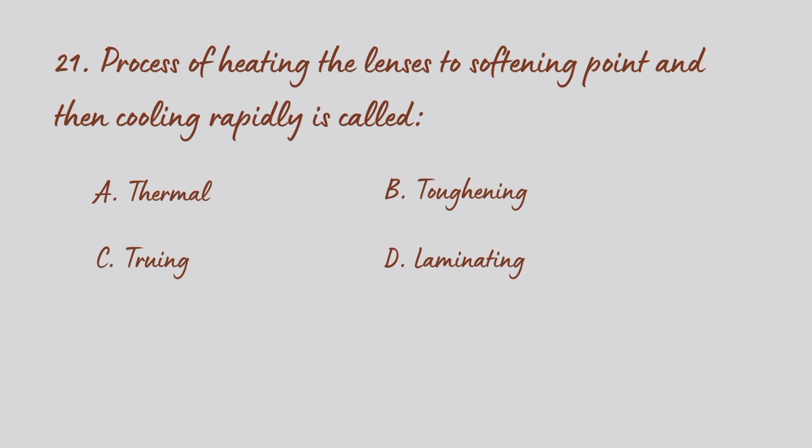Next question. Process of heating the lenses to softening point and then cooling rapidly is called option A, thermal, option B, toughening, option C, truing, and option D, laminating. Correct answer is option B, toughening.